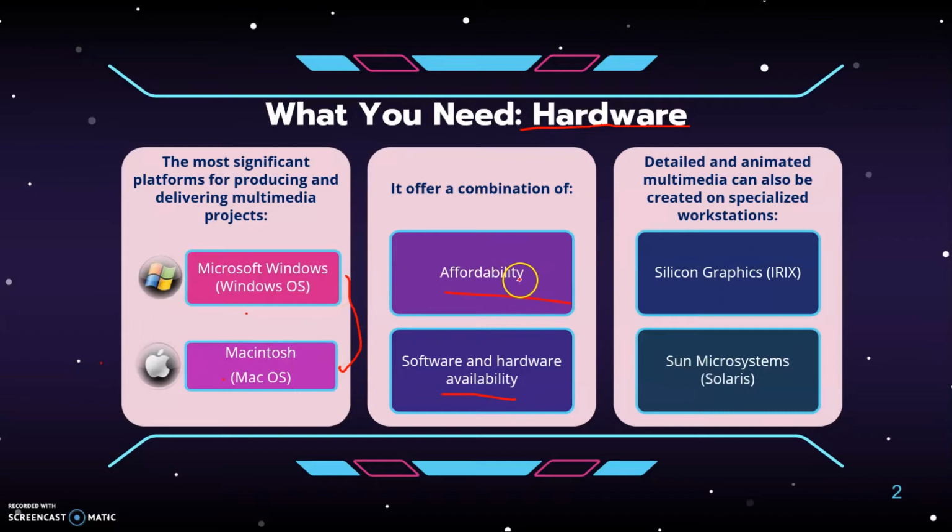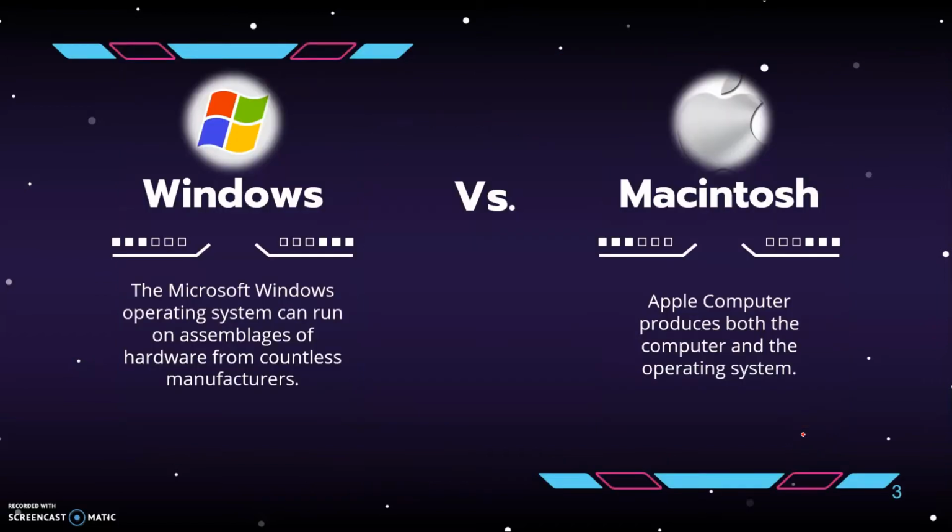So other than Windows and Mac OS, there are other platforms that you can use, okay, which are IRIX, okay, and Solaris, okay. But the two most significant that people use nowadays are Mac and Windows OS. Okay, so let's take a look at Windows and Macintosh.